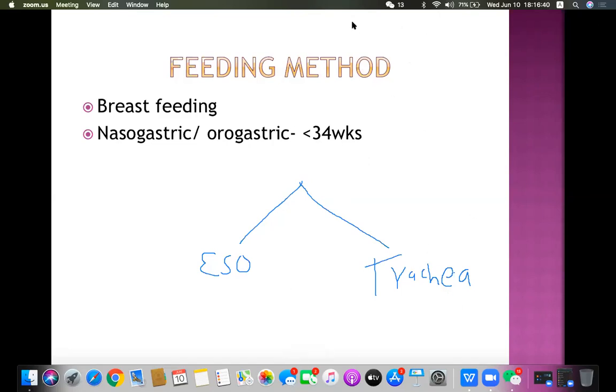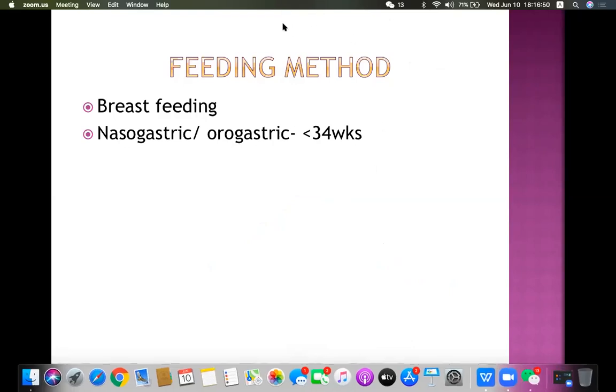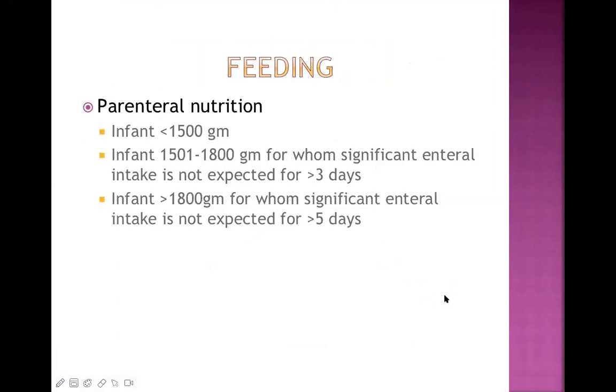Now, if you do not confirm yourself and just put it inside, you are in big trouble, because the milk will directly go into the lung and that can lead to aspiration pneumonia. The baby may become very sick after that. Now, if you have already kept the NG tube and you started to feed from there, everything will be all right.